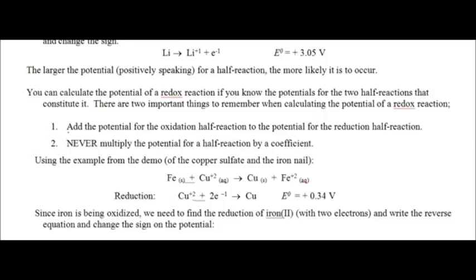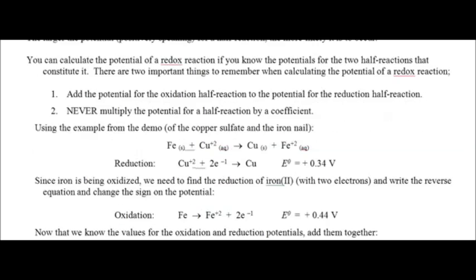So again, simply add the potentials and never ever multiply the potentials based on how many times we have to multiply the equation. It's not like Hess's law where I have to multiply this equation by 3 to balance it out, therefore I'm going to multiply the delta H's. Not doing that with this.